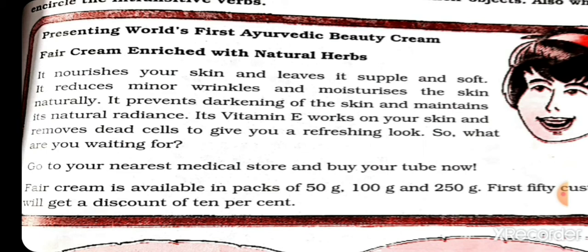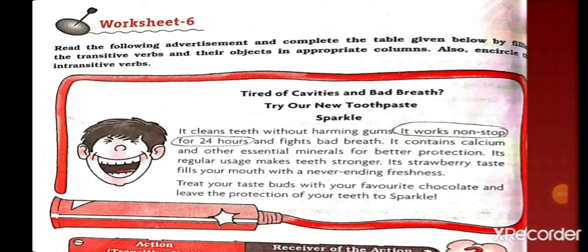Okay, student? So students, now let's move on to worksheet number 6. Read the following advertisement and complete the table given below by filling the transitive verbs and their objects in the appropriate columns. Also encircle the intransitive verbs. Now students, let's read this advertisement.